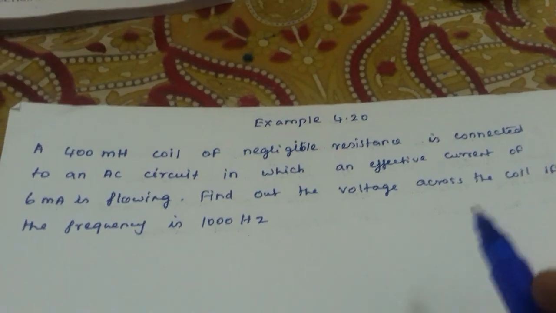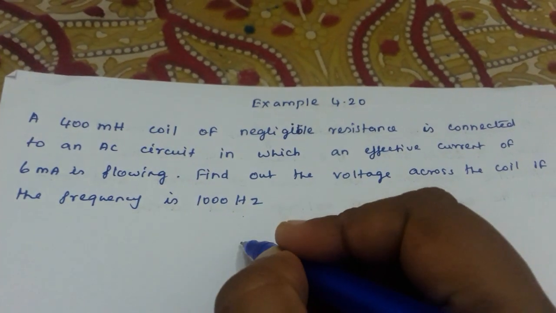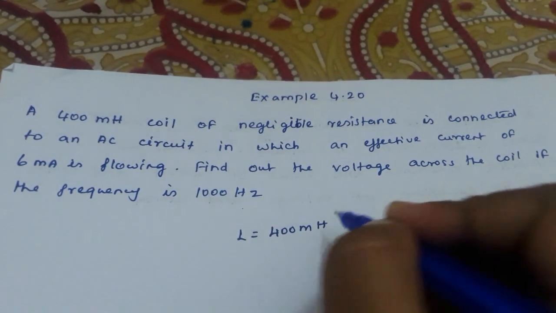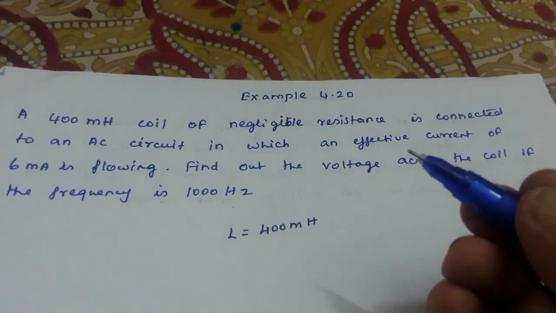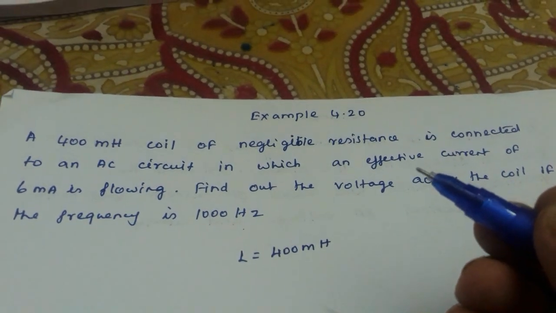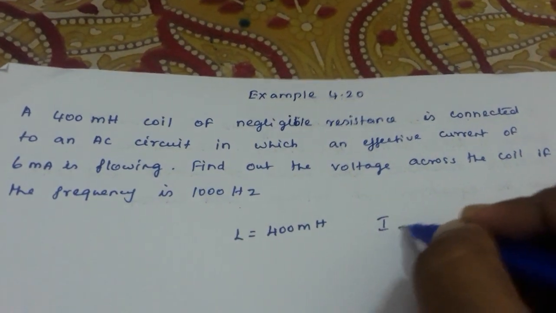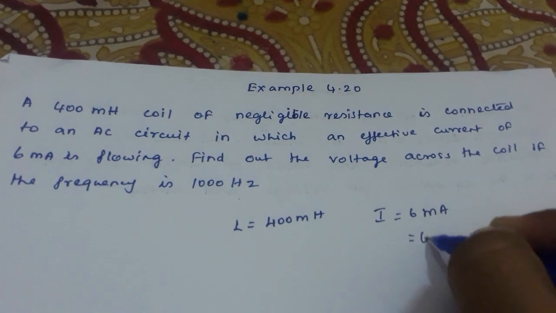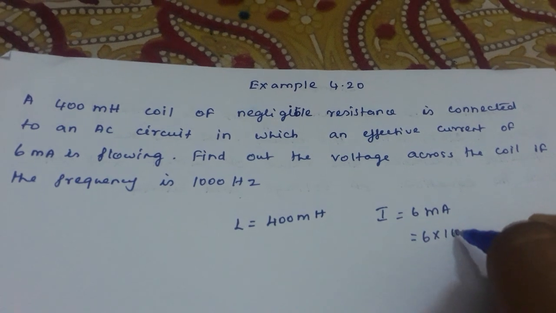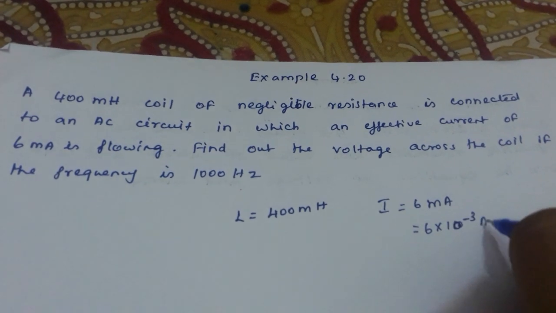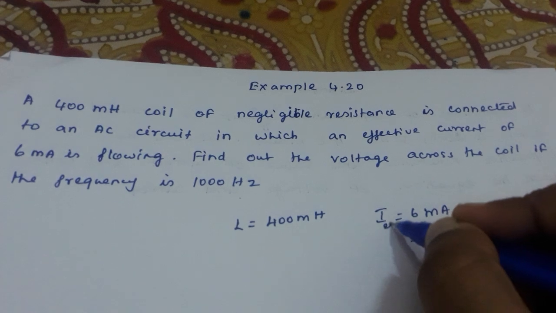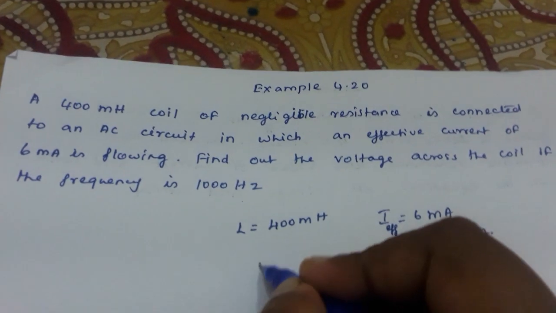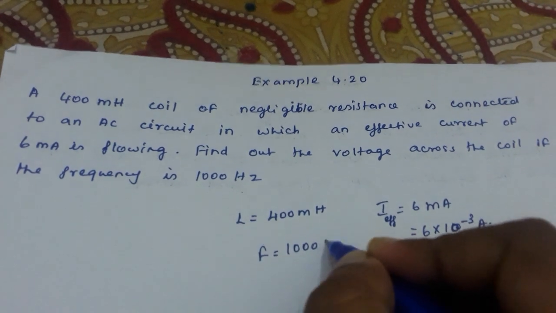Now a 400 millihenry coil. So the self inductance is given. L is given as 400 millihenry. It is connected in an AC circuit with an effective current of 6 milliampere. So current is 6 into 10 raised to minus 3 ampere. Here it is an effective current, I effective. And the frequency is given as 1000 Hertz.